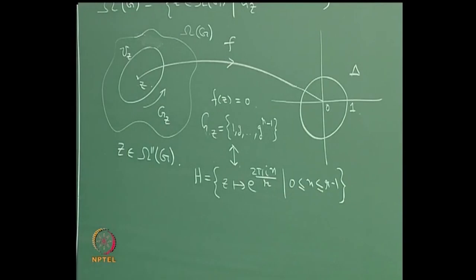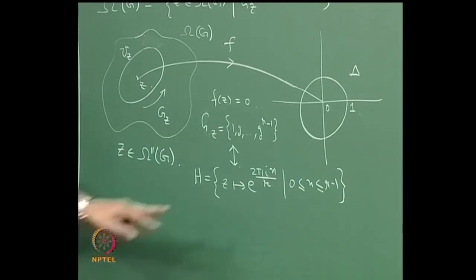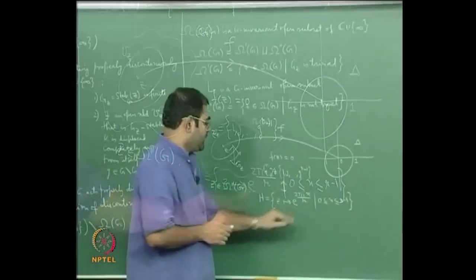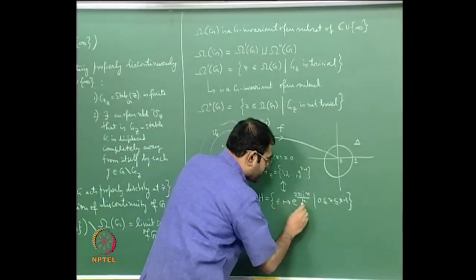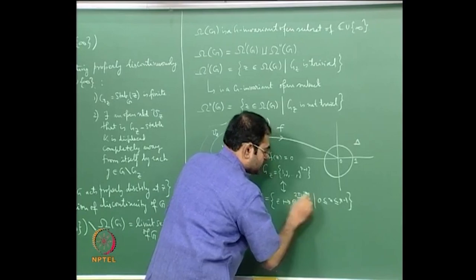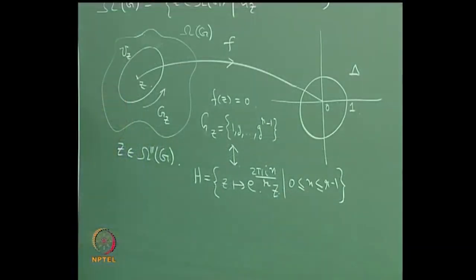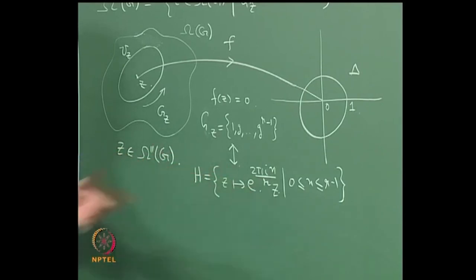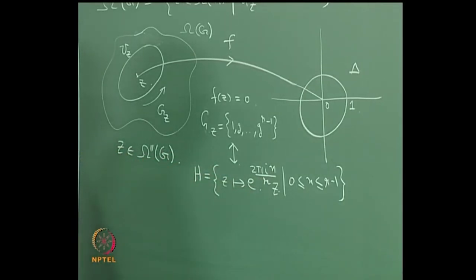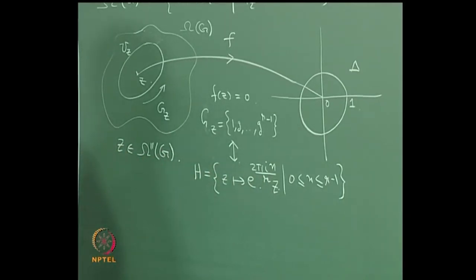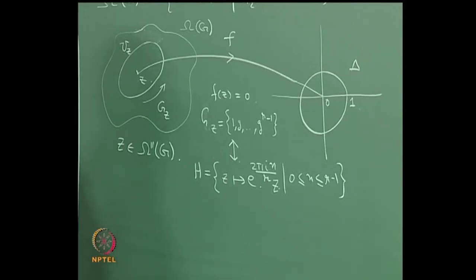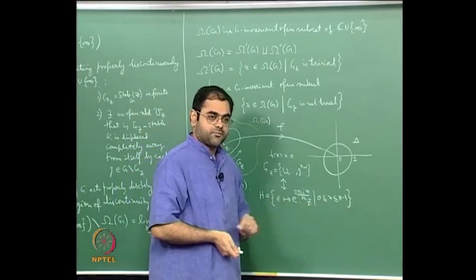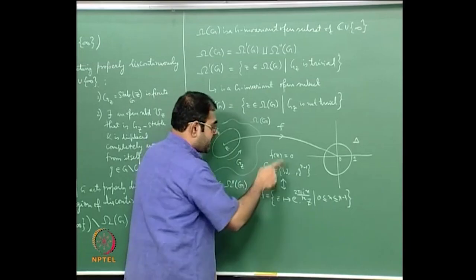This is your rotation group. Multiplication by e to the power 2 pi i n by r is a rotation by the angle 2 pi n by r, with n varying from 0 to r minus 1. And what is h under this map?